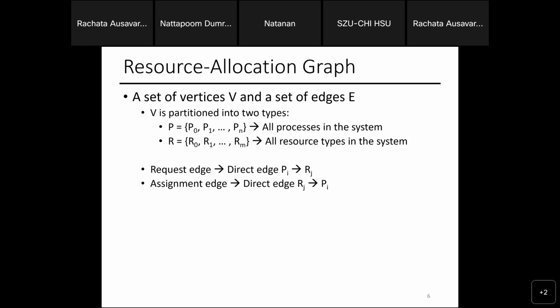The edge can go two ways, directional. You can have a request edge: if I draw P1 with an arrow to Rj, it means P1 wants to request Rj. An assignment edge is a directed edge from the resource back to the process. If I have Rj pointing to P1, it means that right now resource Rj is taken by P1, it's assigned to P1.